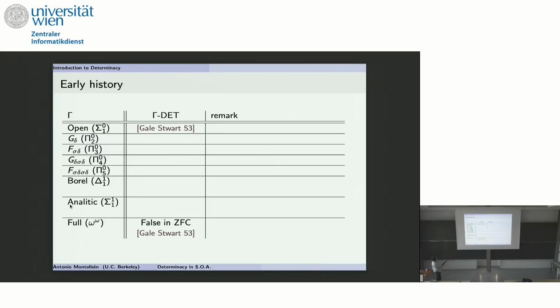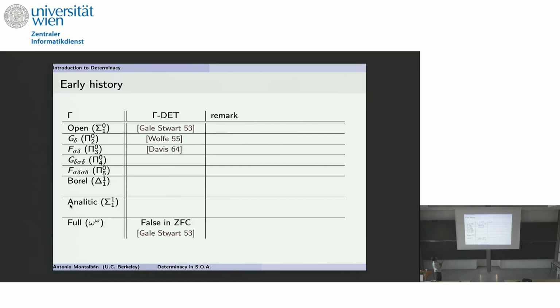This type of game is usually attributed to Gale and Stewart in their 1953 paper. They show that open determinacy is true, and that full determinacy, for all sets, is false, and there's an important use of the axiom of choice in the proof. So with the axiom of choice, you cannot get determinacy for all sets, but you do for the open sets.